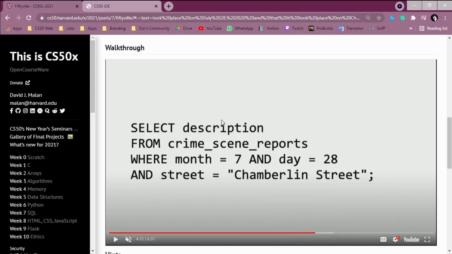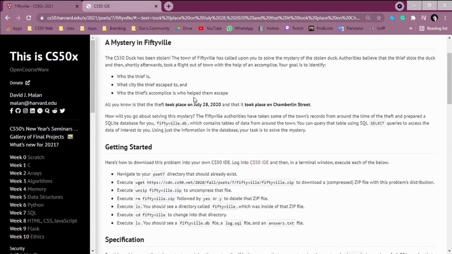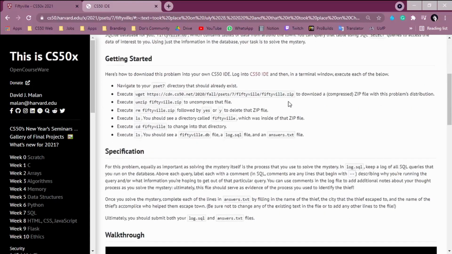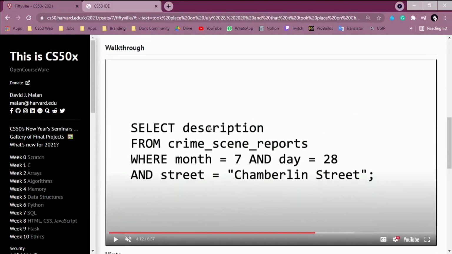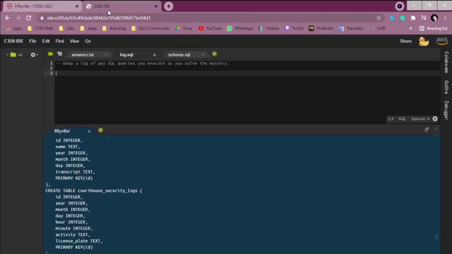We're going to get the description of the crime scene using the crime scene reports table. And since we know the time, the day, the month, the year, and the place that the crime happened, we can find the description of this crime scene. So we have the month, that is 7, July, okay, day 28, year 2020, and street, Chamberlain Street. So we're going to start using this information here, okay.